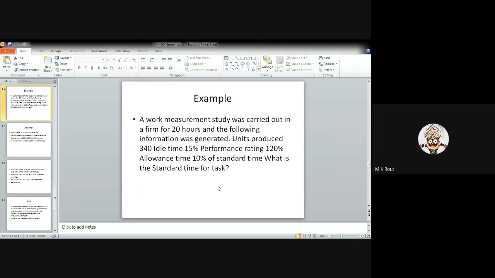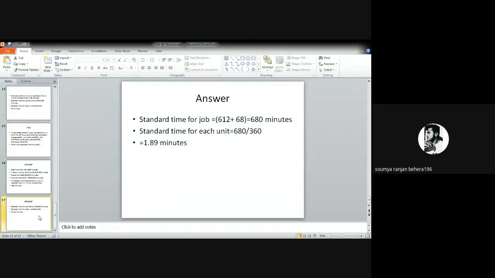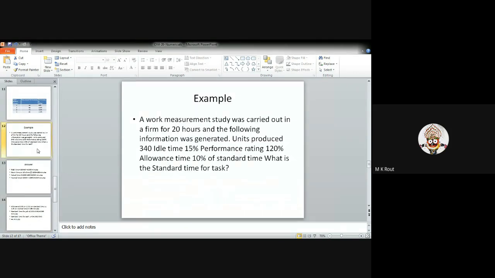Try to solve this one. This is another example. It is very much similar to previous ones. Go to the previous slide for 1 minute, please. Finished? Okay, fine. Try to solve another example. These are very much similar. Write the next one.